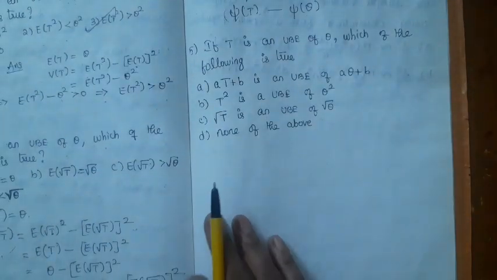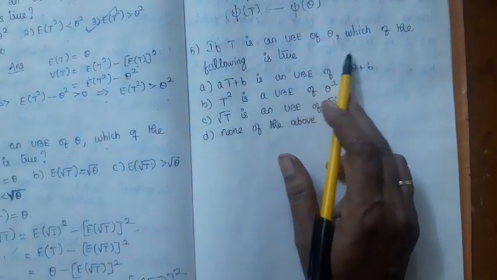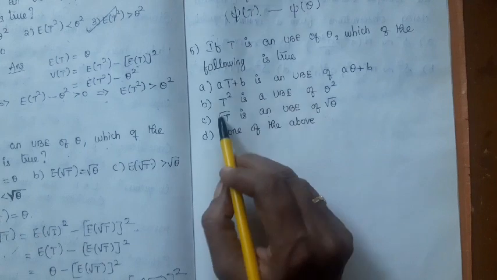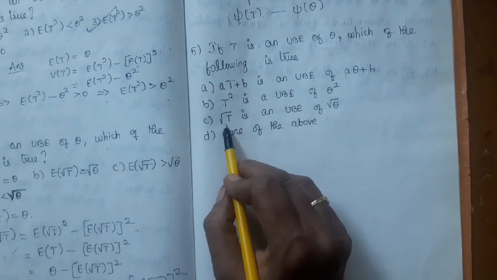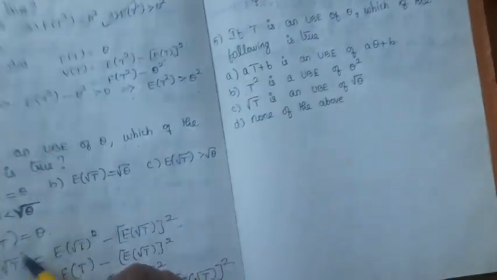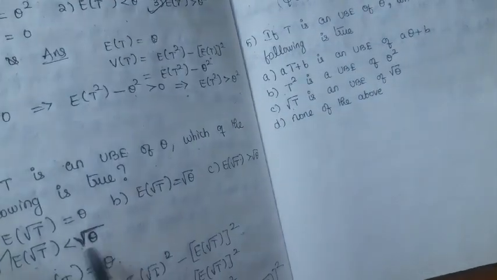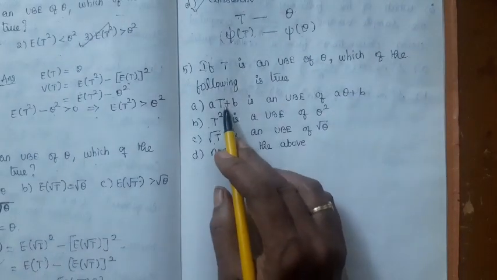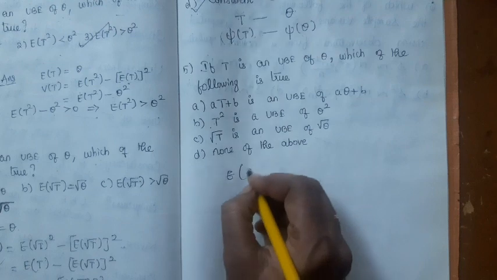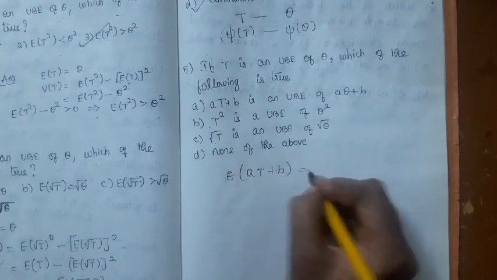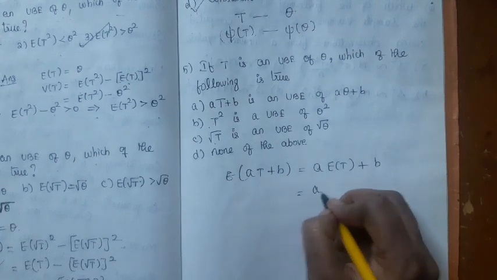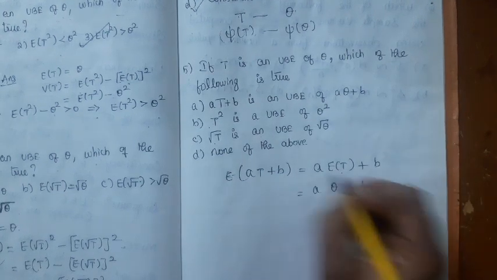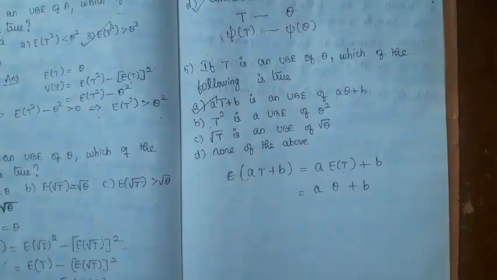Let us come to the next question. If t is an unbiased estimator of theta, which of the following is true? We have already verified this is not true. These are biased estimators because expectation of root t is less than root of theta, so it is not equal to root of theta. Let us try this. Expectation of at plus b is a into expectation of t plus b, that is a into theta plus b. So, option A is true.